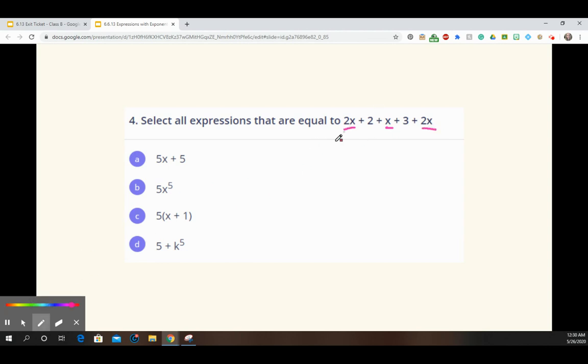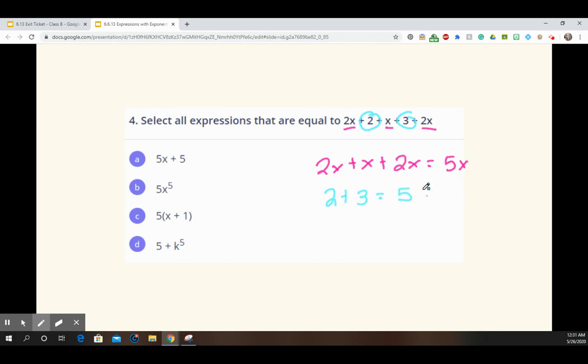And so I have 2x plus x plus 2x. 2x plus x is 3x, plus another 2x is going to be equal to 5x. Now I'm going to look at that other part. I have a 2 and a 3. I'm going to add those together. 2 plus 3, and I'll get 5. So my new expression is 5x plus 5.